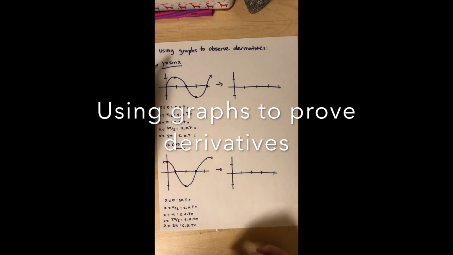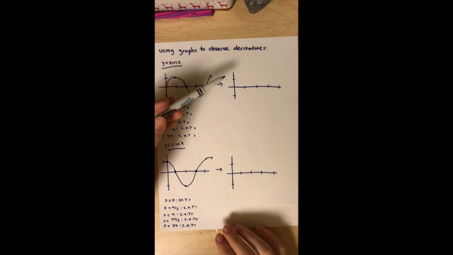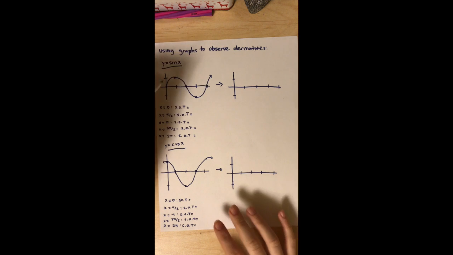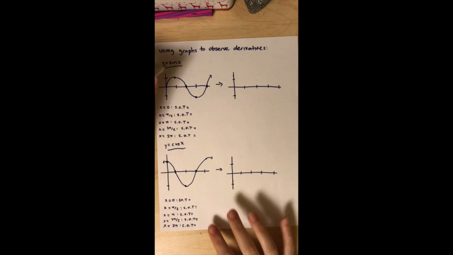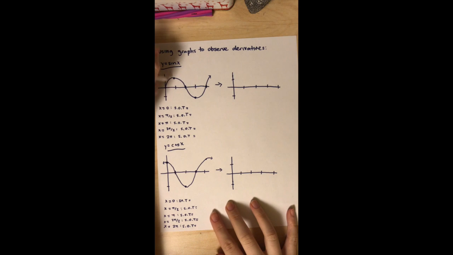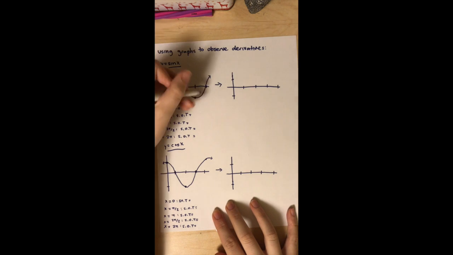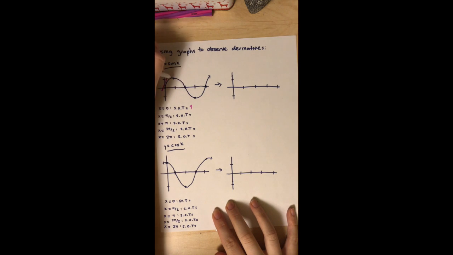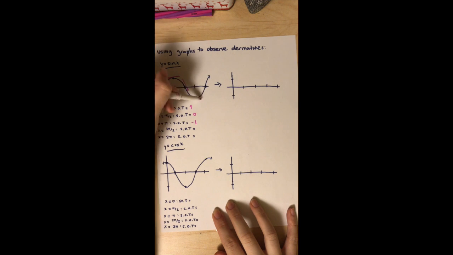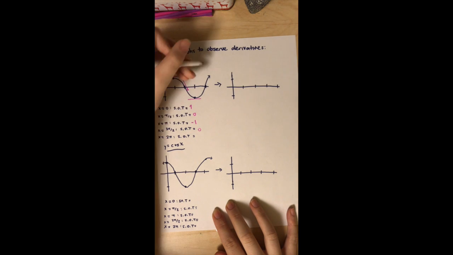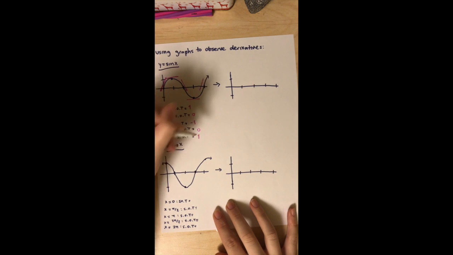Now we can use the graphs of sine x and cos x to observe the different derivatives we find. So using the graph of sine x, at 0 we can see the slope of the tangent is positive 1, and at pi over 2 the slope is 0. At pi it's negative 1. At 3 pi over 2 it's 0, and at 2 pi it's positive 1 again.